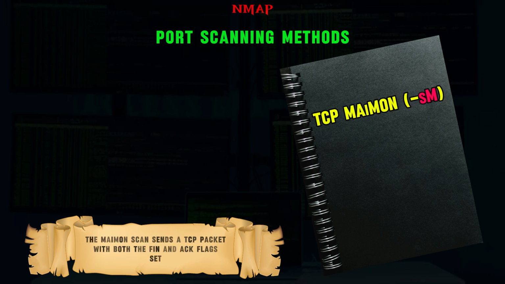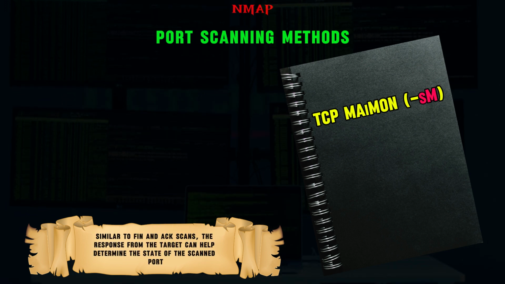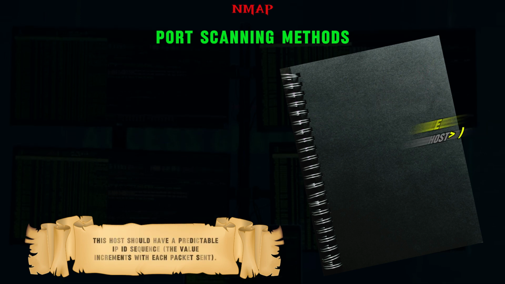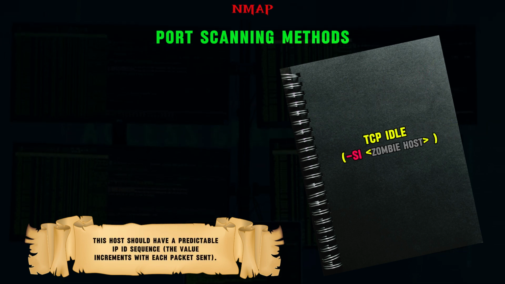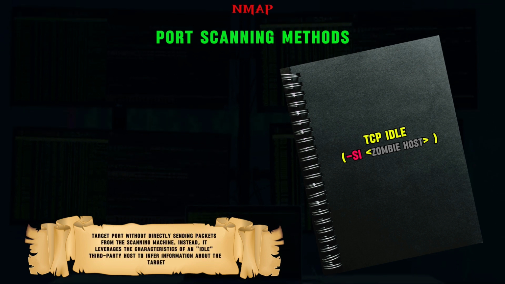TCP Maimon Scan. This obscure, firewall-evading scan type is similar to the FIN scan, but it also includes the ACK flag. Although it can bypass more packet filtering firewalls, it only works on a smaller number of systems than FIN scan. TCP idle scan. This is the most stealthy of all scan types, and it can sometimes exploit trusted IP addresses. Unfortunately, it's also slow and complicated.